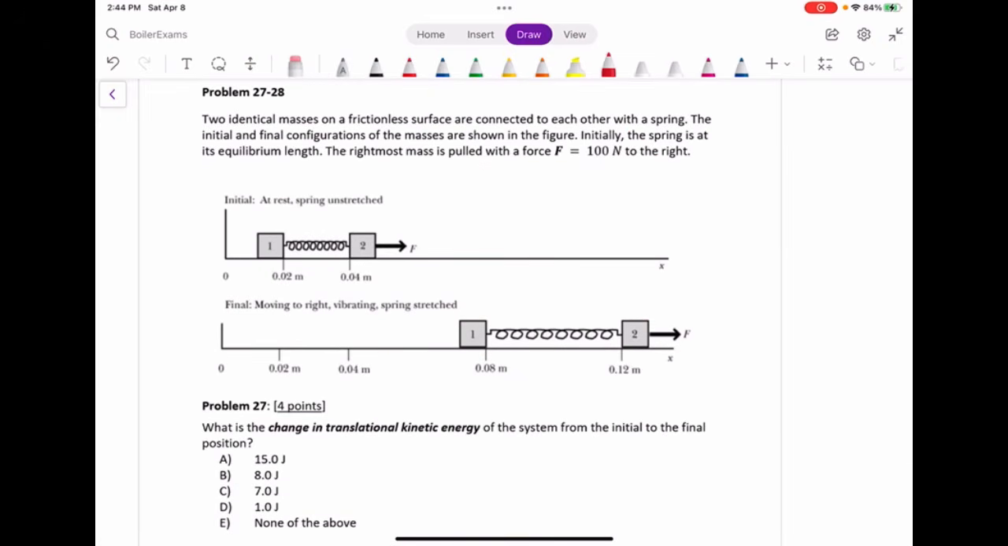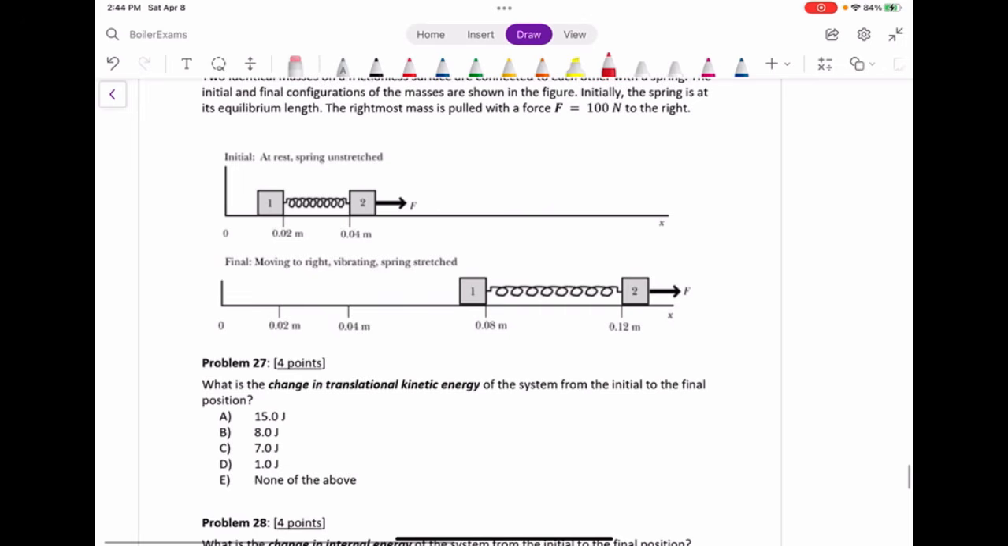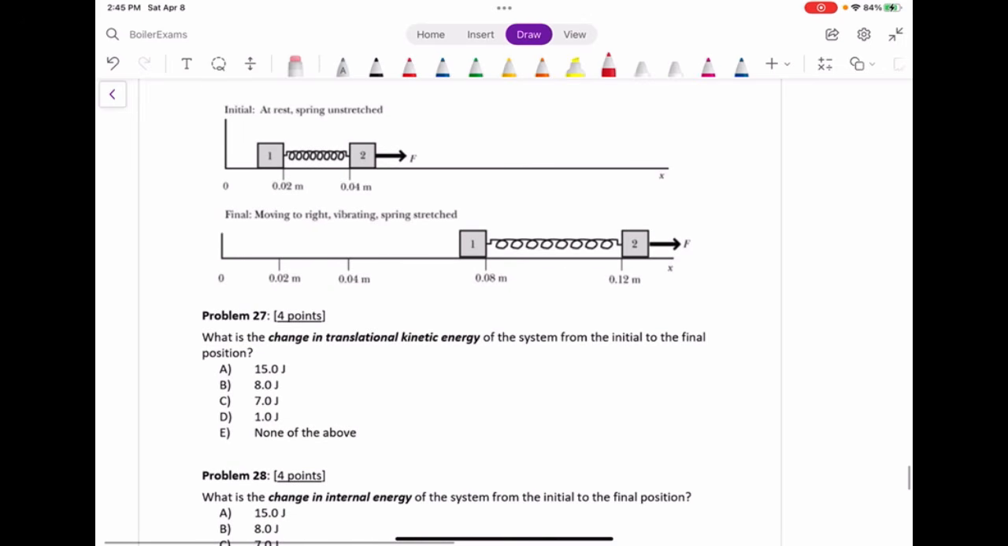27 and 28. We've got identical masses on a frictionless surface connected to each other with a spring. We have initial and final configurations. There's a force. Okay, change in translational kinetic energy. What's the easiest way to get translational kinetic energy? What are the options? When we do our energy principle, we can choose extended or we can choose point. Point is going to ignore a bunch of other contributions, but it's going to include translational kinetic energy. So it will be the simplest way to get it. So let's do point particle.